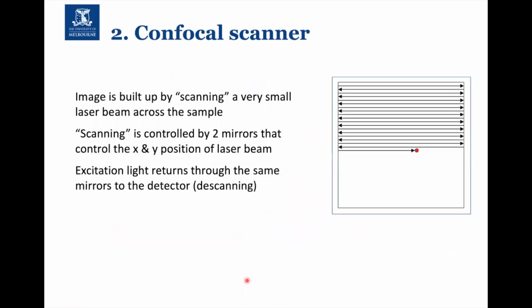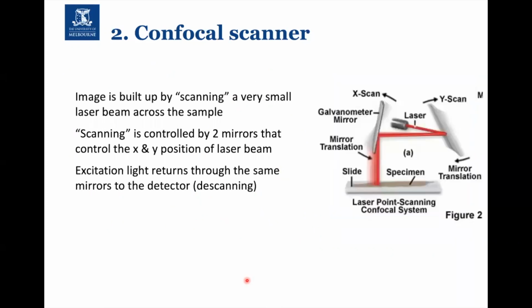Okay, unlike on a wide field system where I mentioned we're illuminating the whole sample and capturing the data onto a camera, which is a one-shot thing, on a confocal, what we're doing is scanning that laser beam across our sample and building up an image over time as we scan across. So the scanning is controlled by two mirrors, one which controls the X position and one which controls the Y position across the sample. And the excitation light goes through these mirrors down to the sample, but then also comes back the same way to go to the detector. And that's what we call descanning.